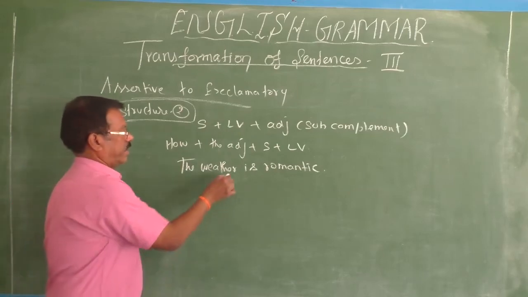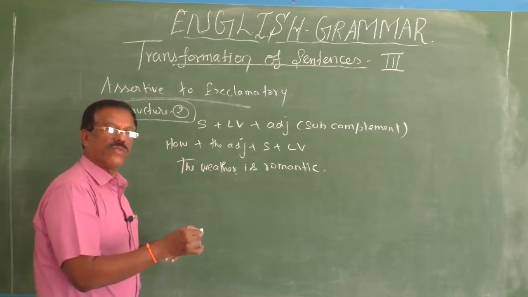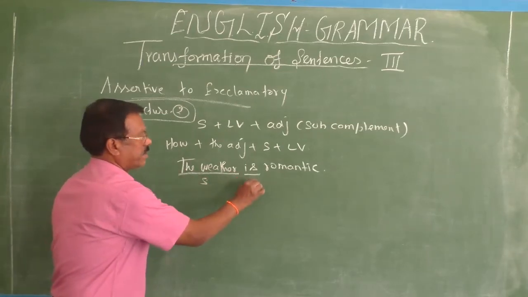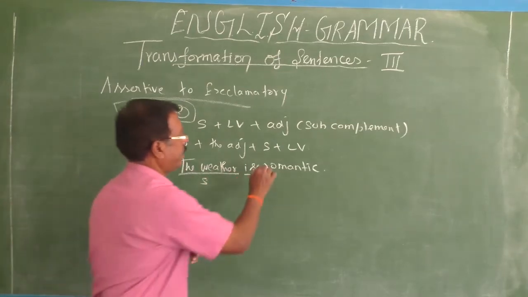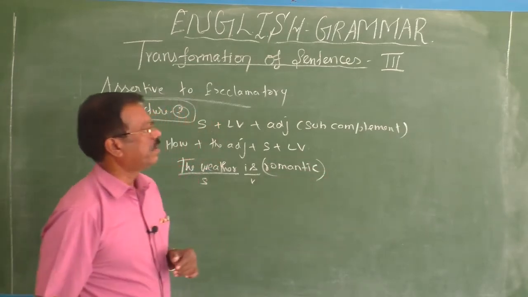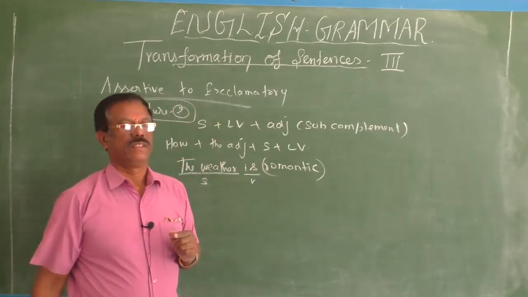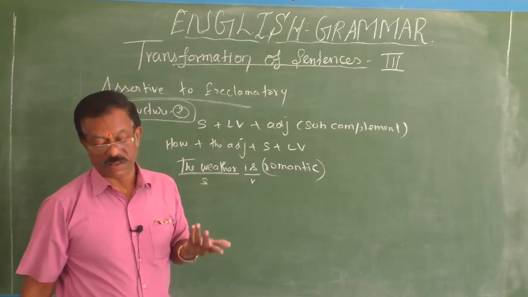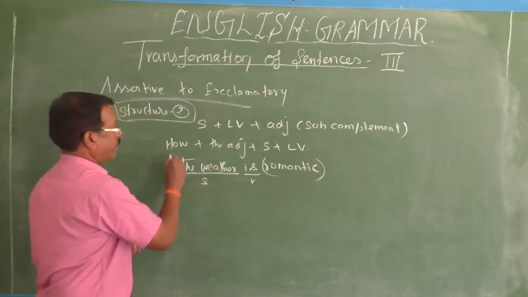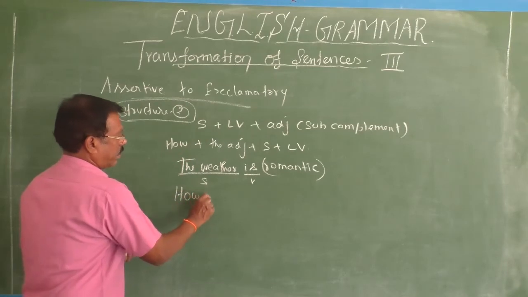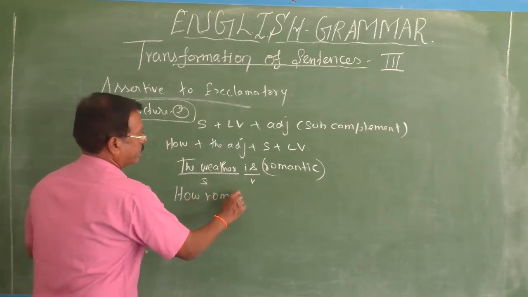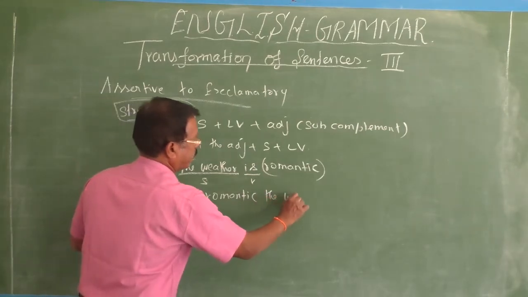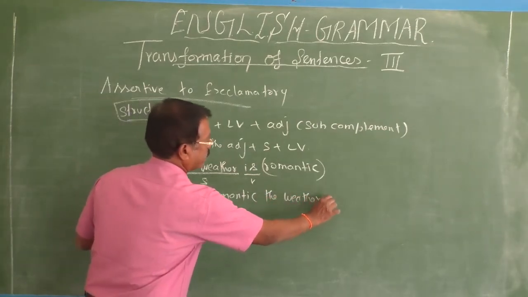See the structure. Yes, children? Could you follow me? Yeah, fine. This is subject. Is a linking verb. Romantic is an adjective. It's a subject complement. Now you have to change this affirmative sentence into an exclamatory sentence. So it should begin with how romantic. Then subject, the weather: how romantic the weather is.